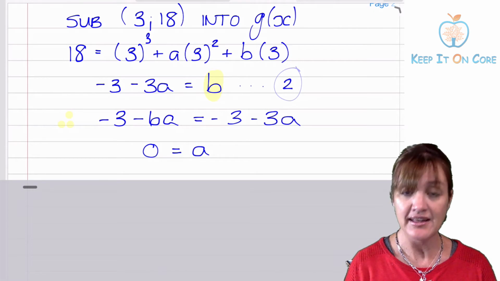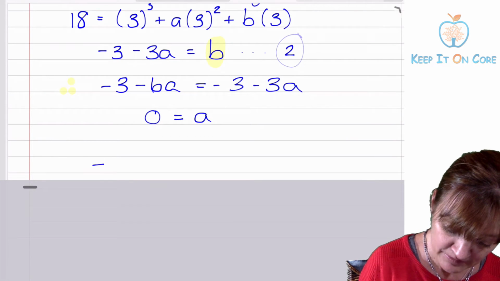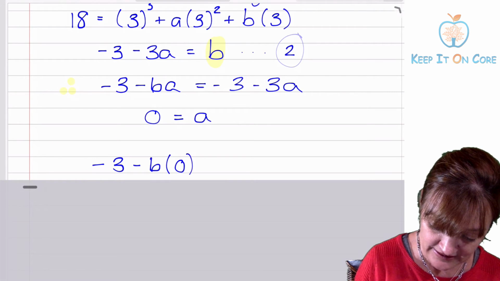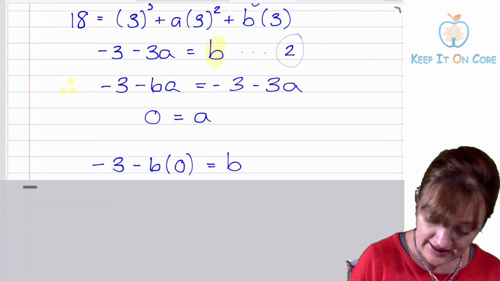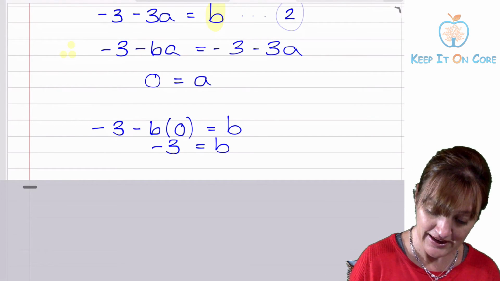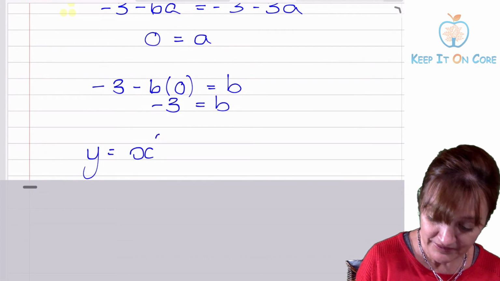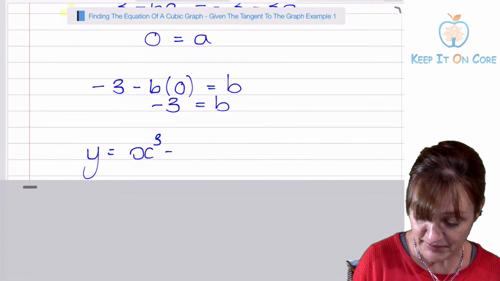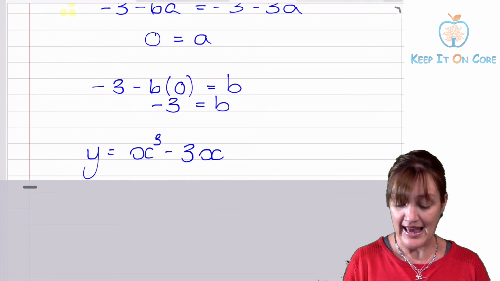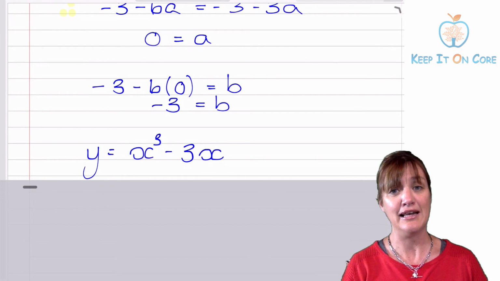And if I then substitute that 0 back into either equation 1 or equation 2, it actually doesn't matter, we end up with the b value. So negative 3 minus 6, instead of a, we've got 0, equals b. And that ends up being negative 3, which is the b value. So putting it back, what does your final equation look like? We've got y is equal to x cubed minus, instead of b, we've got 3x. The a value was 0, the c value was 0, so both of those fall away, and that's what we are left with.